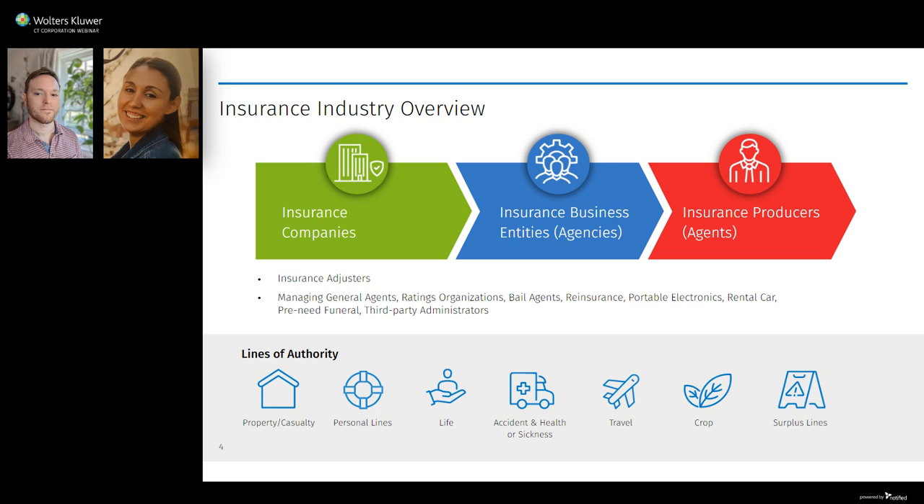The bottom of this slide represents lines of authority held under an insurance producer or business entity license. The NAIC, which stands for the National Association of Insurance Commissioners, has a Producer Licensing Model Act. I know that was a lot of information, so bear with me. It recognizes major lines of authority. These are property, casualty, personal lines, life, accident and health or sickness, and variable. So I'm going to talk a little bit about what these are.